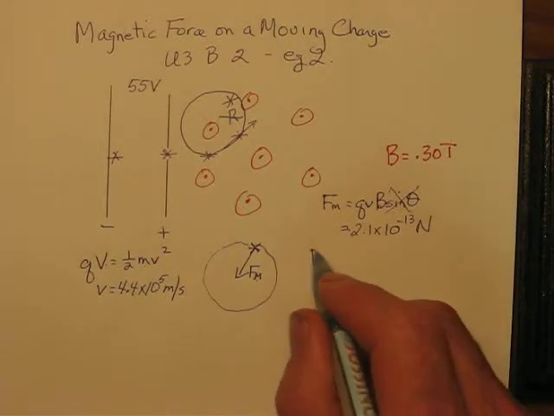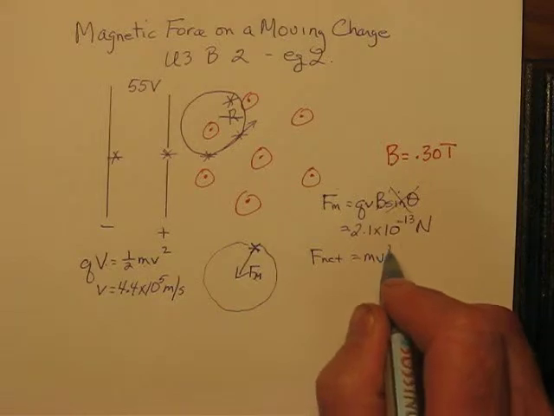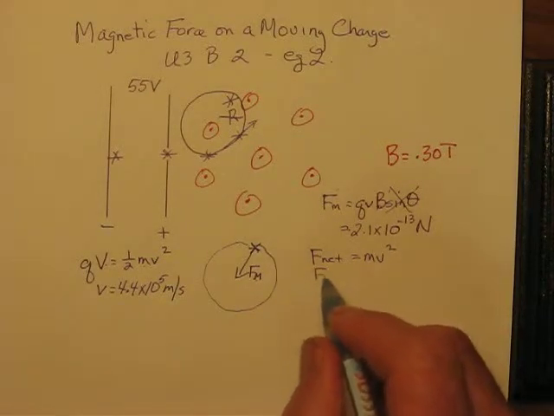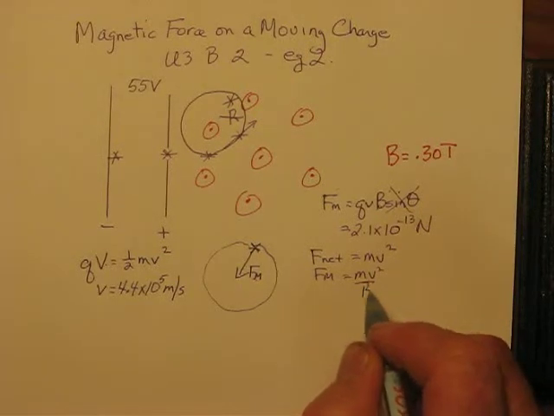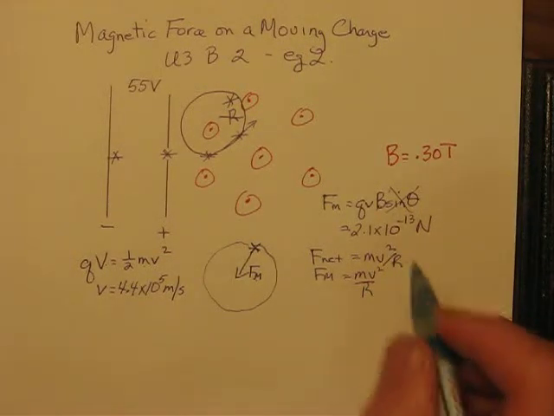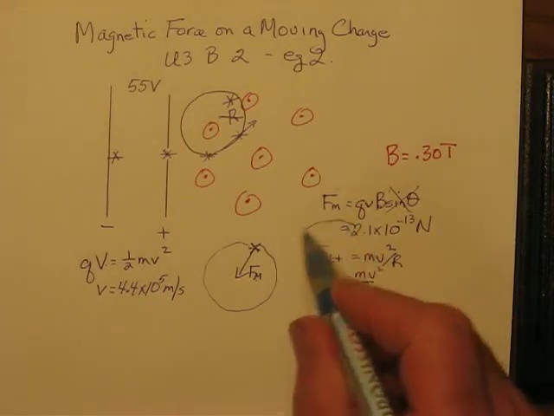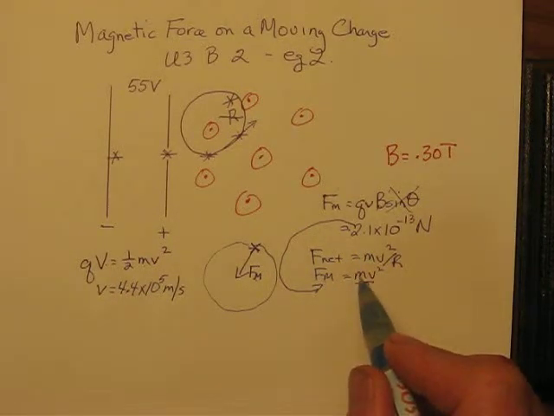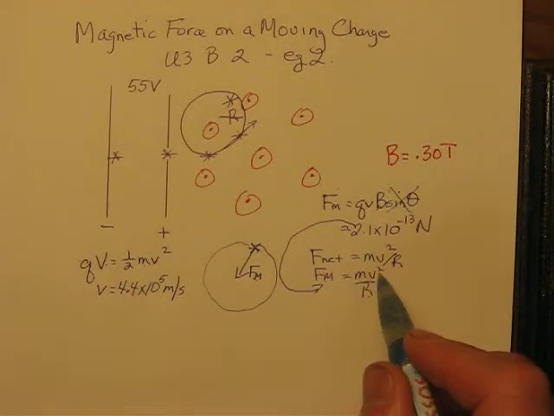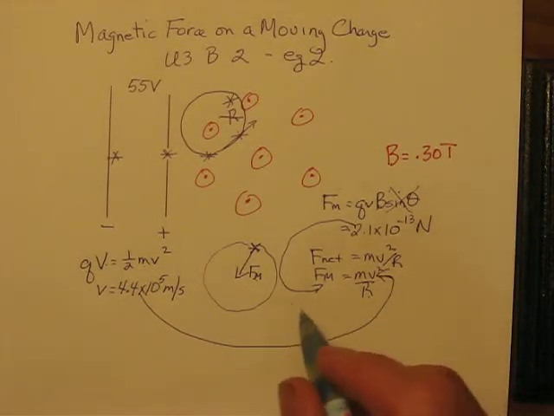Then we'd simply put it into the formula F net equals mv squared over r. F net is only Fm, so we've got Fm equals mv squared over r. And let's get that r on the top one. And now we substitute in our values. We're after the radius. Fm will be this number right here. Put it in there. M is the mass of the electron. V is the speed, which we calculated over here. And now we have to solve for r.